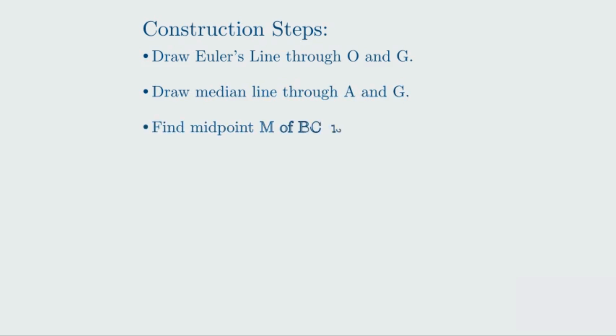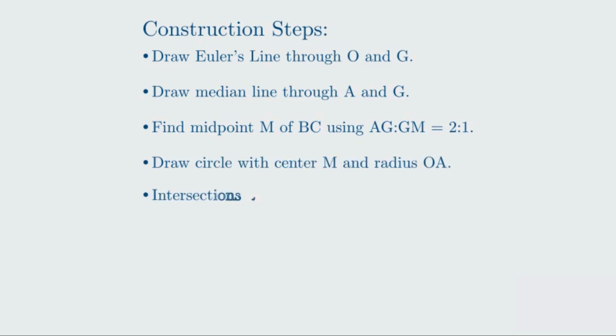So, let's quickly review the entire process. We've gone from 3 points to a complete triangle. Here's a summary of the steps. First, we used the circumcenter O and centroid G to define the Euler line. Second, we drew the median line from vertex A through the centroid G. Third, we found the midpoint M of side BC by extending the segment AG using the 2-to-1 centroid ratio. And finally, we located the vertices B and C by finding the intersection points of a circle centered at M with radius OA.